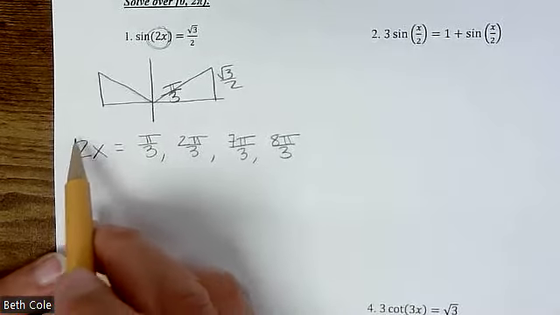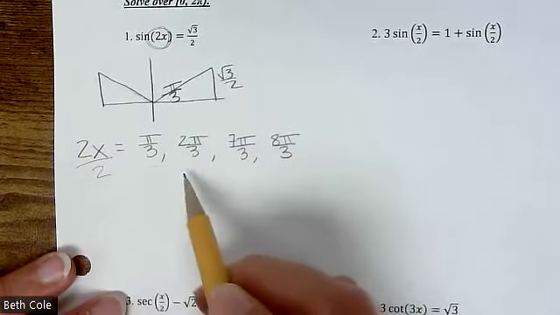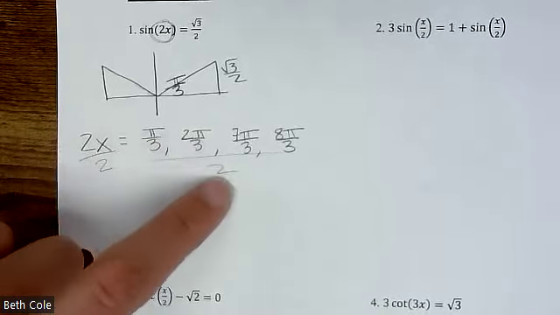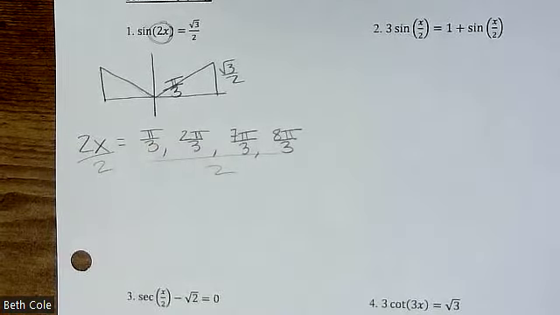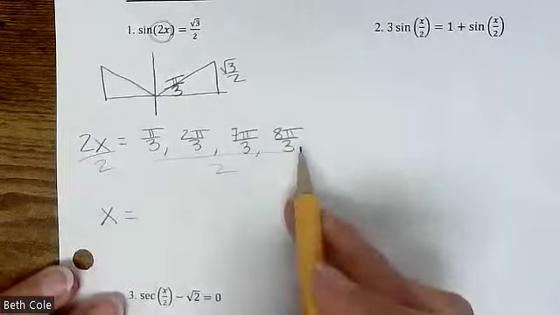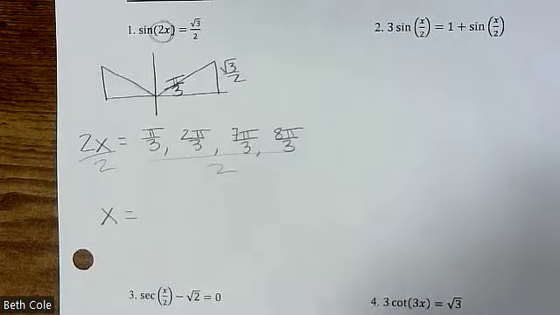And then the last thing you have to do is divide everything by 2. Now, if you've divided by 3 and then you divide by 2, you have now divided by 6. So what you're going to do is go and write all of these over 6. But the thing is, some of them will reduce. Some will and some won't.